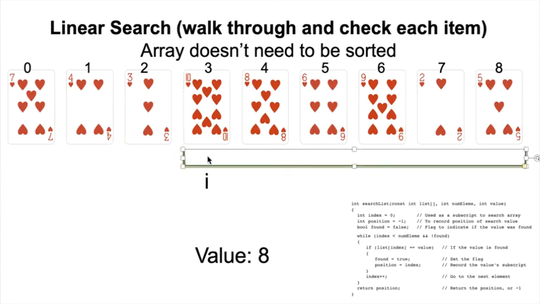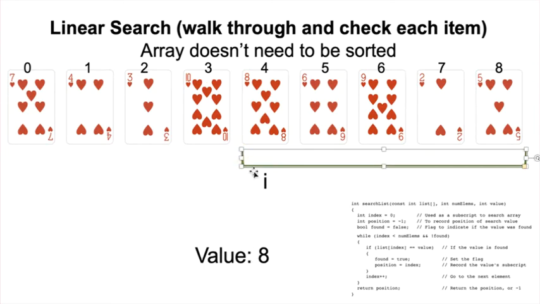Next iteration, fourth iteration, we ask, is the value at index position I, which is 10, equal to the value we're searching for, which is 8? No, it is not. So we increment I to prepare for our next iteration of our loop, which shrinks the portion of the array that we haven't searched through yet down by 1.